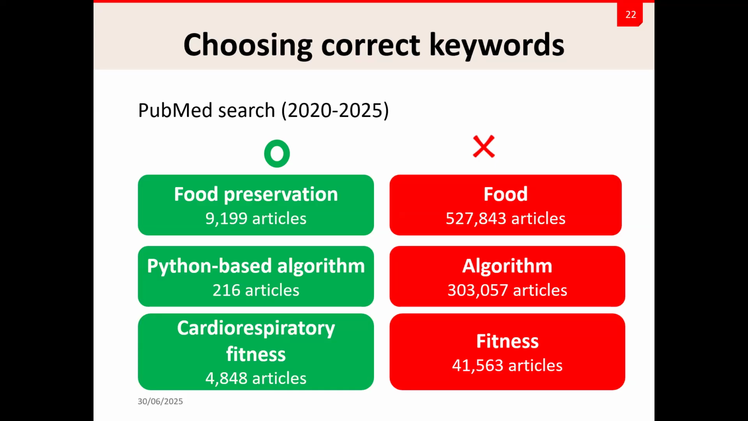And similarly in the sports science case, if you just write fitness in your abstract and check it, you get over 40,000 articles. And if you write a specific phrase like cardiorespiratory fitness, you get only around 4,000 articles. So when you select a keyword, be aware of that and use specific words related to your study.